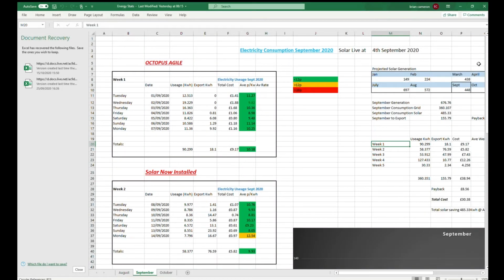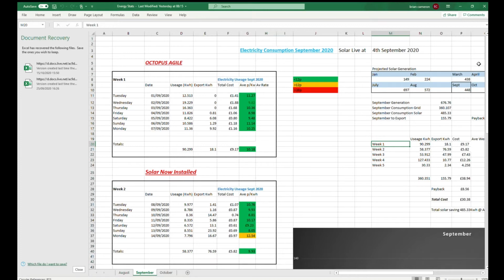Good morning, everybody. Here we are at the end of October, and I have finally got all the data that I need to give a breakdown on the cost of our solar production, import, export, and just about how we've done on Octopus Agile during the month.